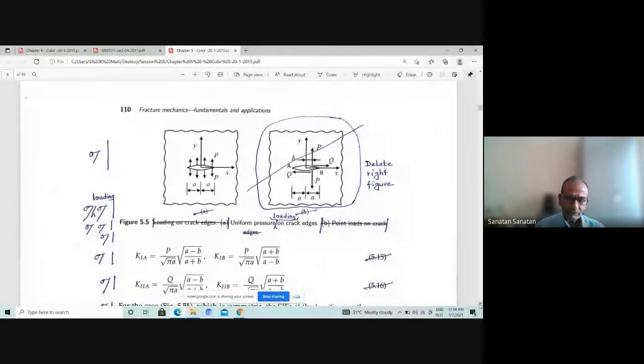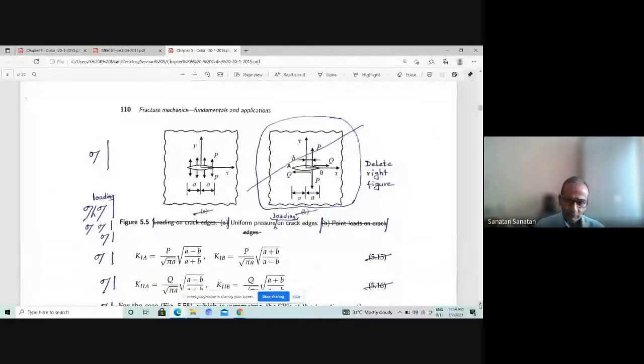So suppose you know the stress intensity factor for a point load on the crack faces, which is shown there. This P is the load on the crack faces. If you know the stress intensity factor at tips A and B corresponding to the load P, then it is called Green's function. It is the solution for a concentrated load.